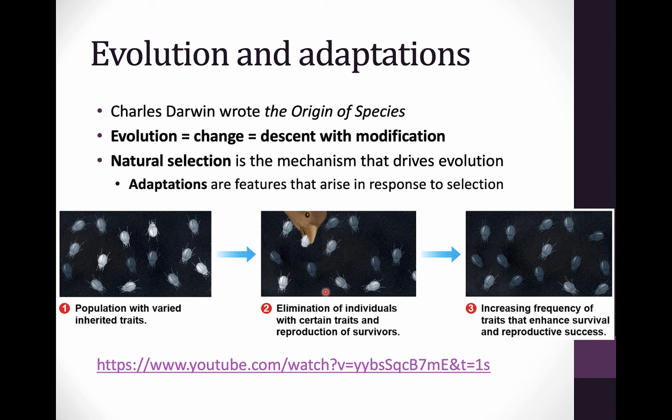In this case, being darker is a good thing for these beetles. The beetles are less likely to be eaten. This is natural selection. A beetle that's light is more likely to be eaten.